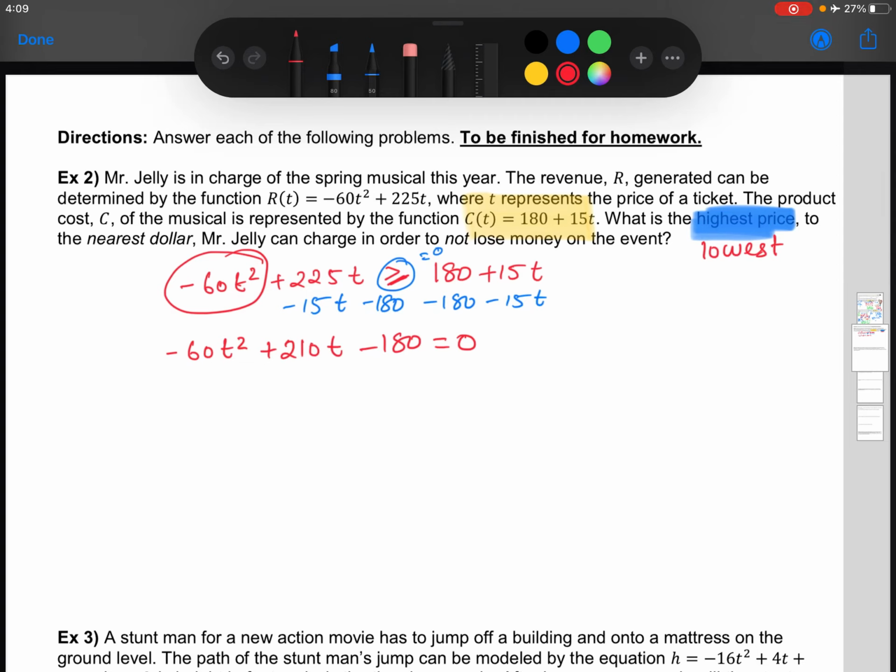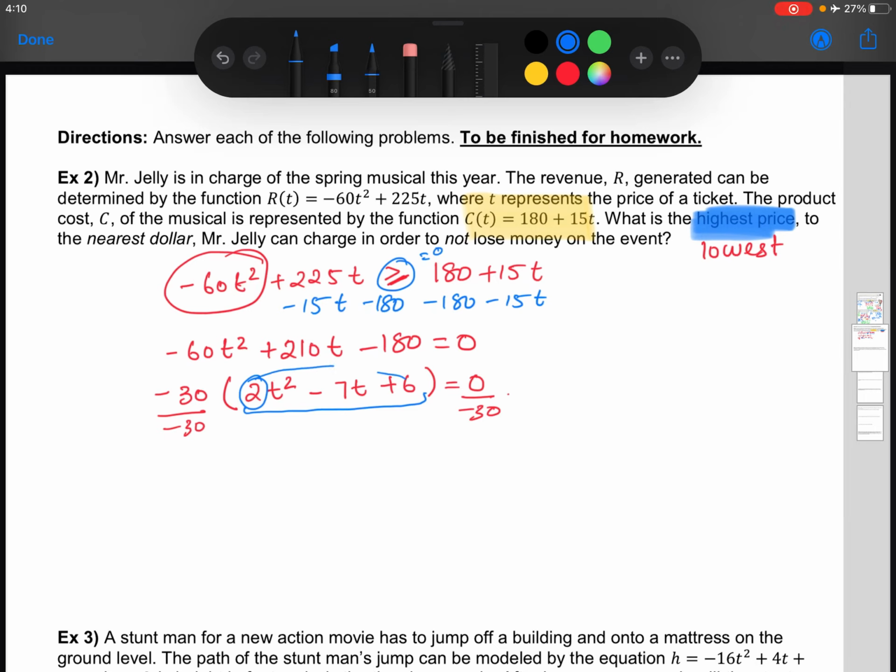First rule is always to look for the GCF. My GCF is negative 30, so I'm going to factor it out. What am I left with? 2t squared minus 7t plus 6 equal to 0. I can divide by negative 30 because 30 is by itself. Now I want to factor this. My leading coefficient is not 1, so I'm going to split my middle term into my two factors.